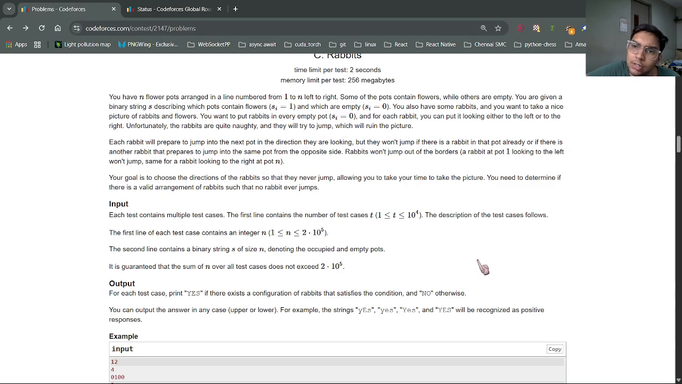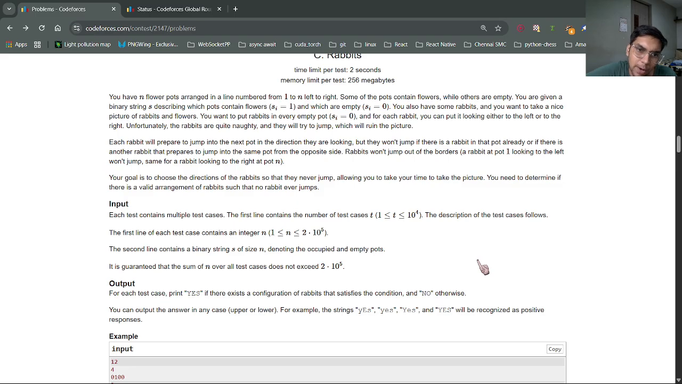You have some rabbits, and you want to take a nice picture of rabbits and flowers. You want to put rabbits in empty pots, and for each rabbit, you can put it looking either to the left or to the right. Unfortunately, rabbits are quite naughty and they will try to jump and will ruin the picture.